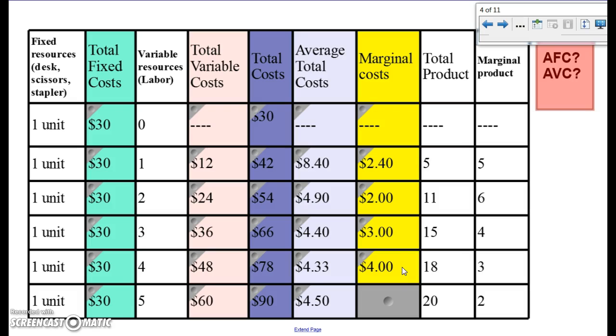So see what's happening? Because the workers are not producing very much, but they cost the same, the marginal cost of production starts to go up. So that's a very fundamental concept in economics, that in the short run, you're going to have diminishing marginal productivity over here, and you're going to have rising marginal costs.